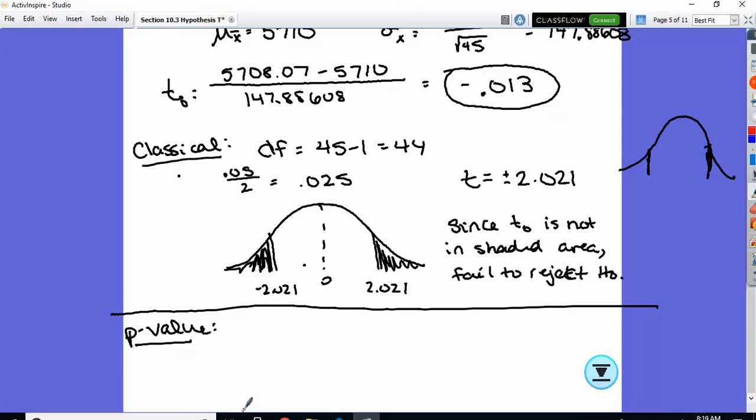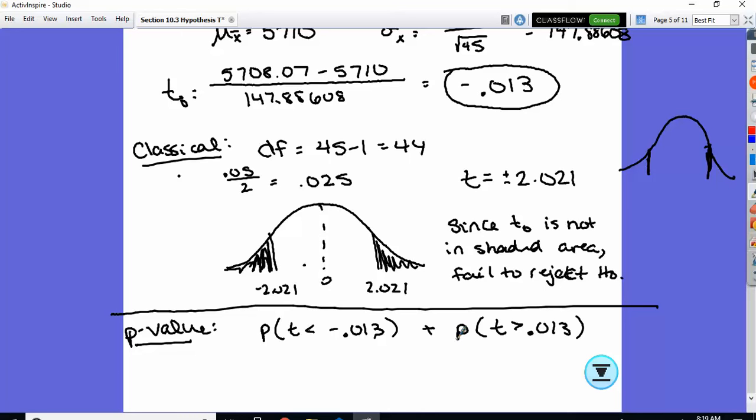It starts out the same. You have your test statistic. We have to go to our table, but we're looking at this a little bit differently. Because this is two-tailed, we need to add the probability that t is less than negative 0.013 and the probability that t is greater than 0.013. That's because it's two-tailed, so we need both of those extremes.